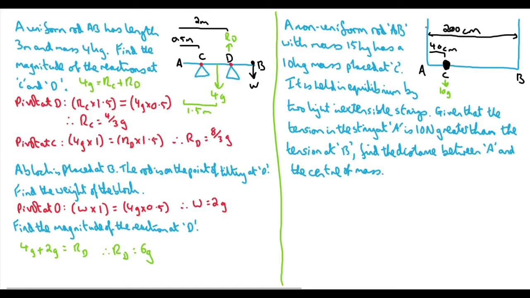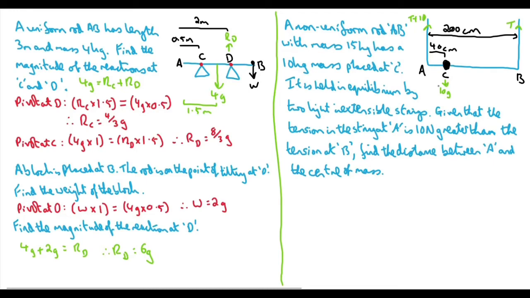Obviously, you're going to have tensions in the strings coming up here. Now, the tension in the string at A is 10 newtons greater than at B. So it's not saying it's 10 times, it's just plus 10 essentially. So if this was T here, this would be T plus 10.